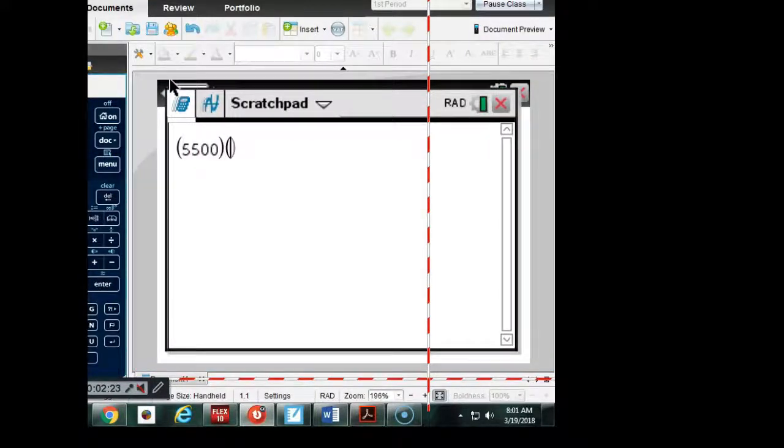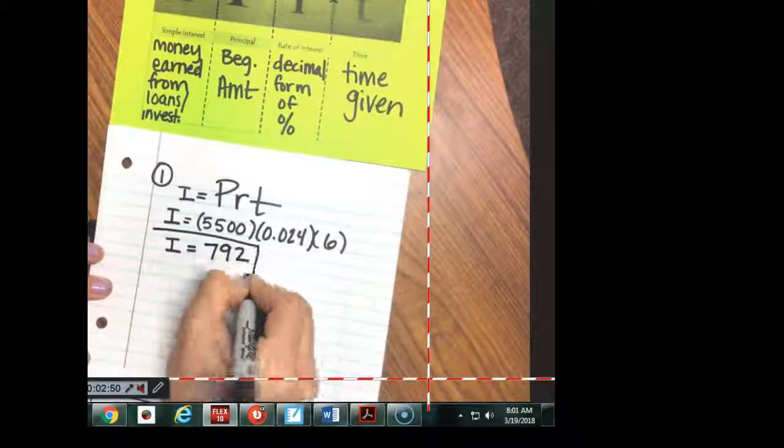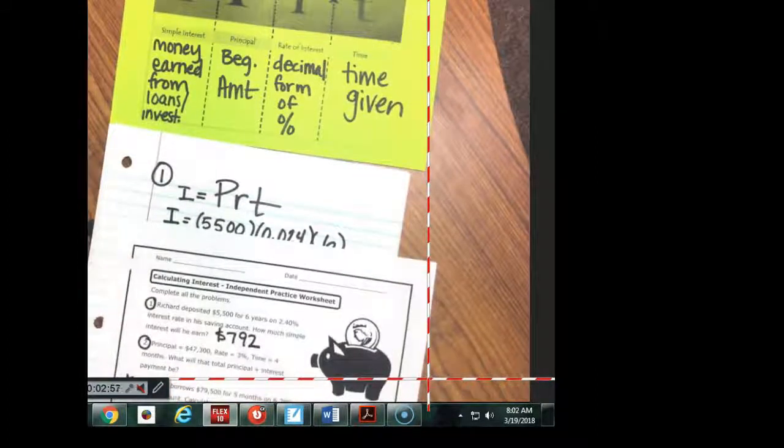Beginning amount times the rate, you move the decimal over twice, and remember that was for 6 years. So the total amount of interest that Richard earned was $792. And remember to box that in and put that on your answer sheet.